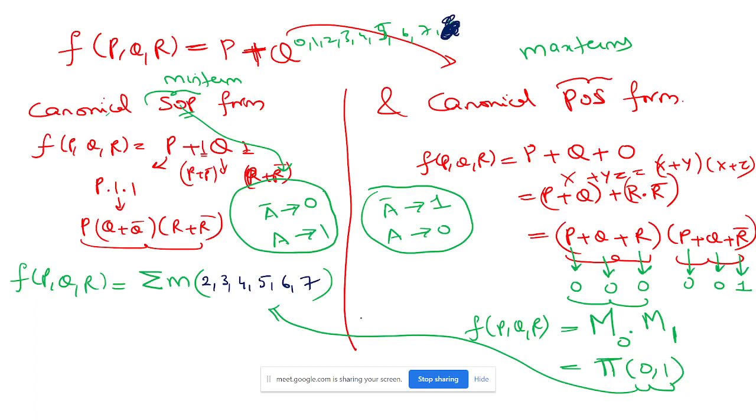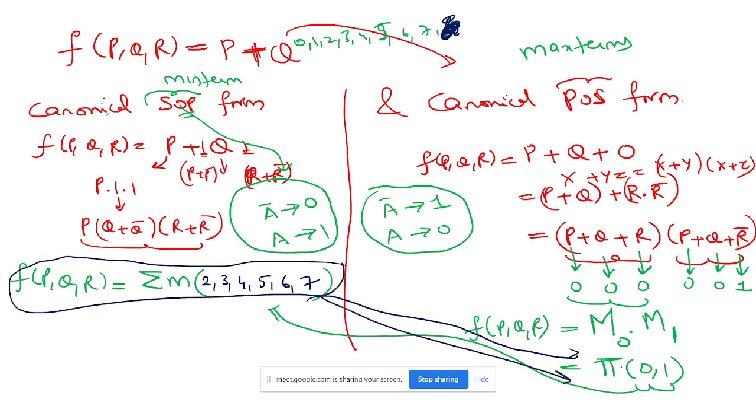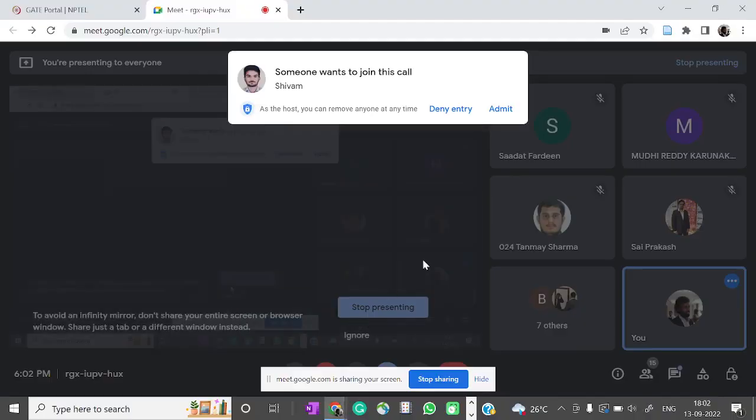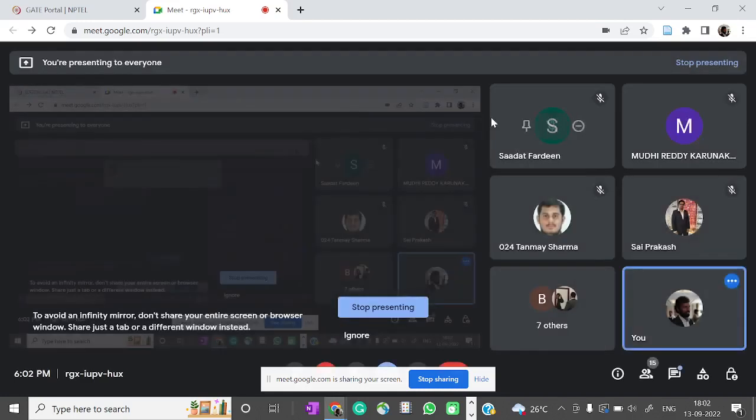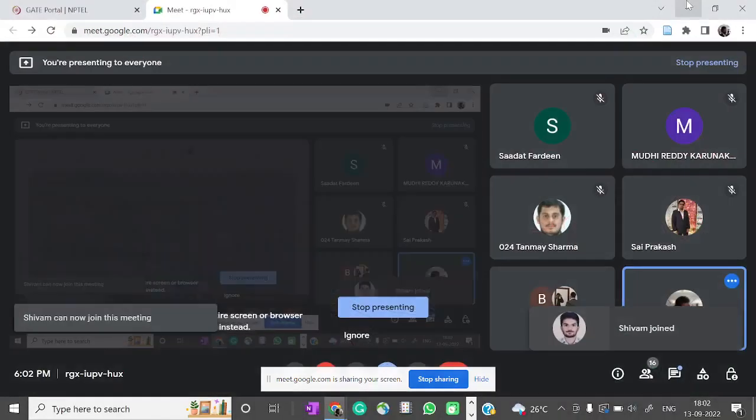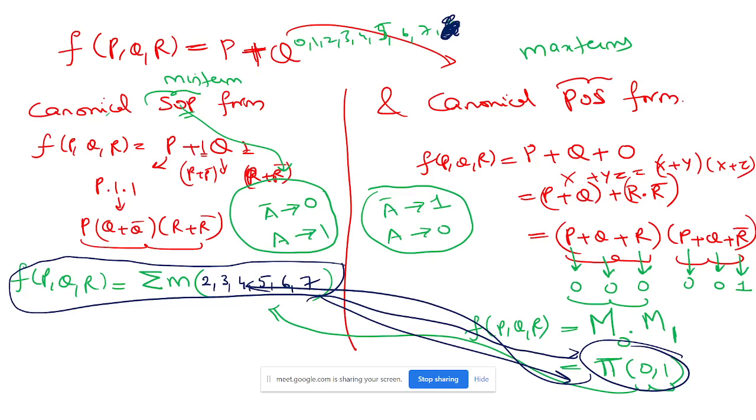Are you getting it? You can do vice versa also. Once you find out this, you can go to this, or once you find out this, you can go back to this. You can play around with that. So that's how we can convert min terms to max terms, max terms to min terms, and how to get a min term expansion, how to get max term expansion, how to get canonical SOP form, canonical POS. This is all about it.